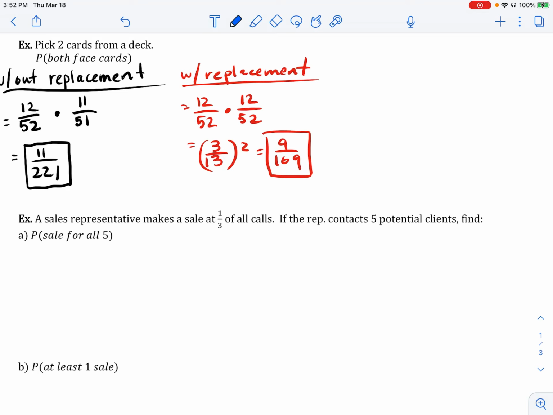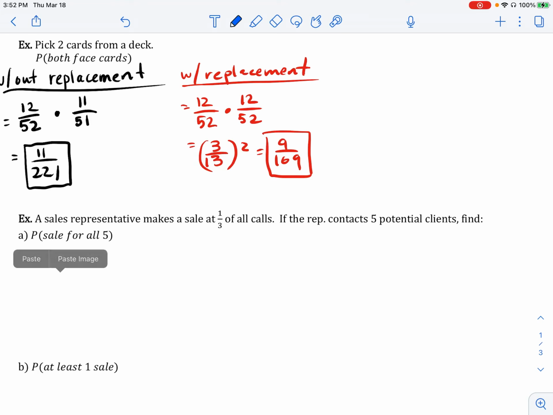If the representative contacts 5 potential clients, in other words, they make 5 phone calls, what is the probability that this sales rep makes a sale on all 5? Well, let's think about this. First, ask yourself, is this independent or dependent? And you're right, this is independent.